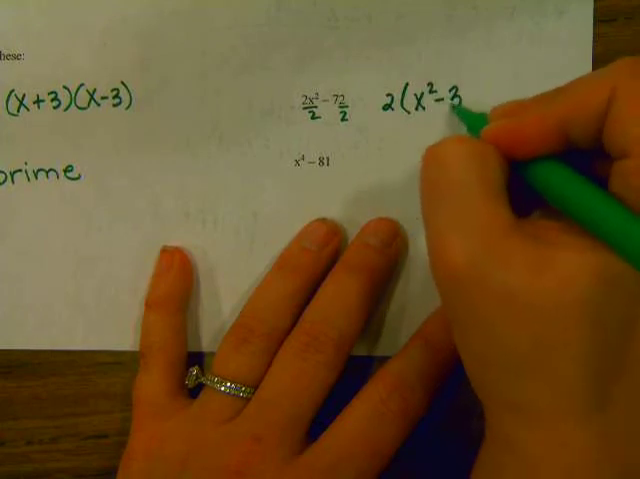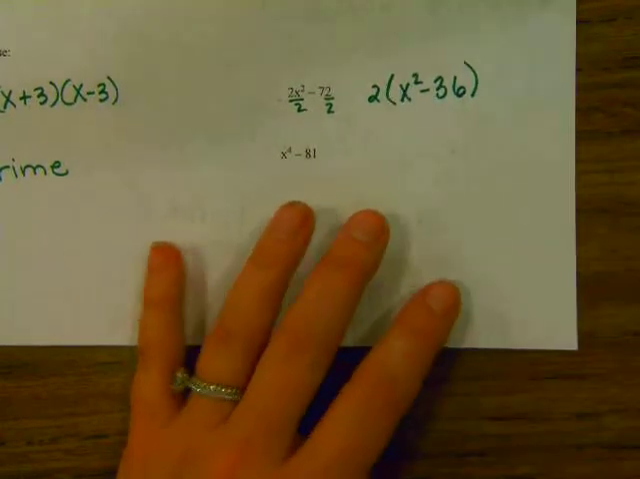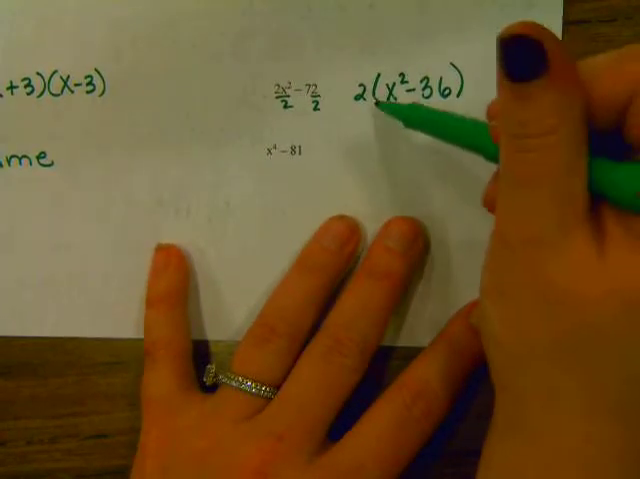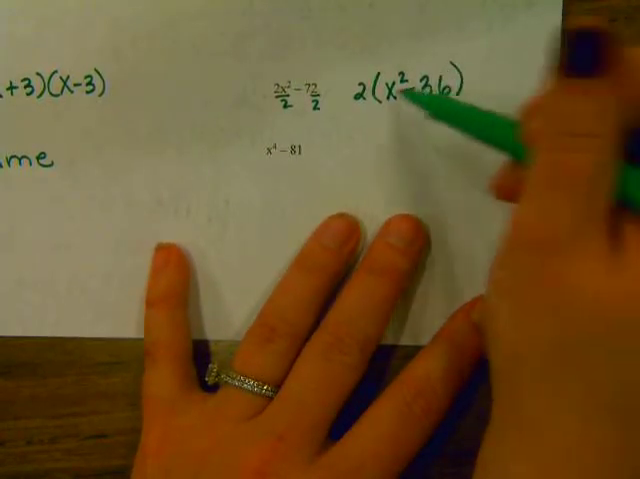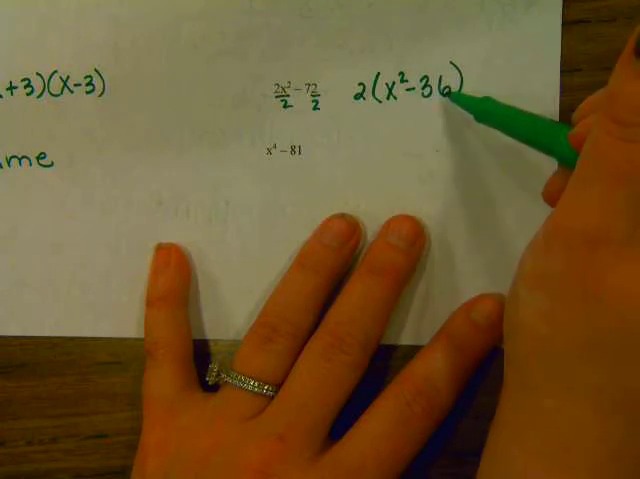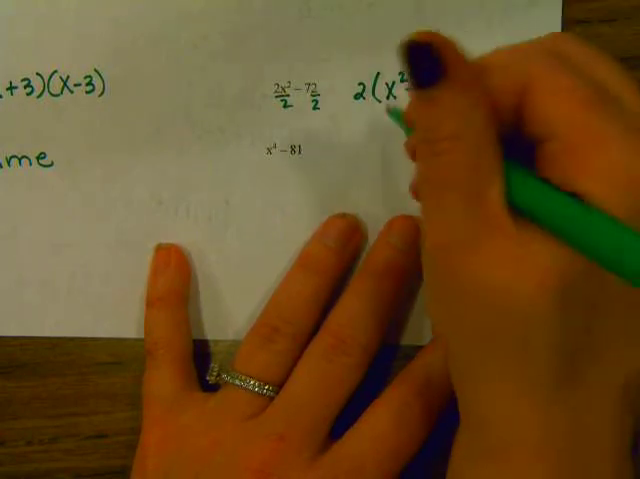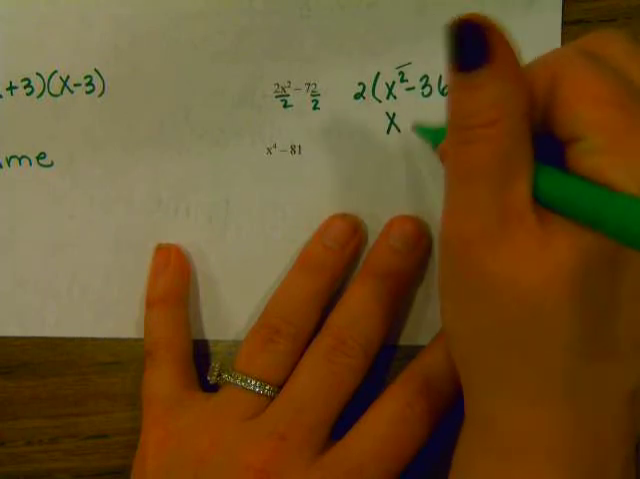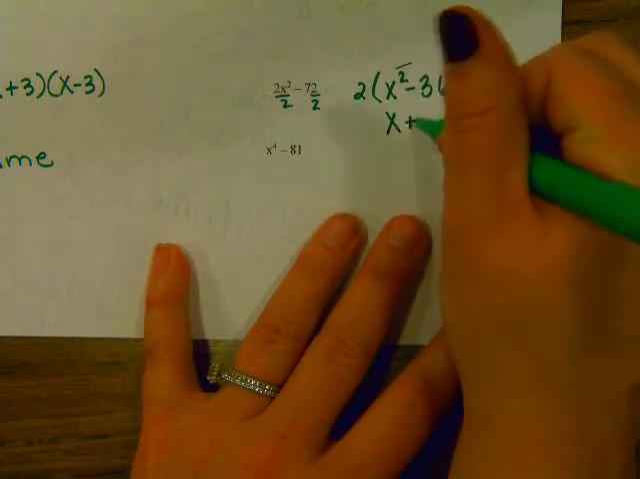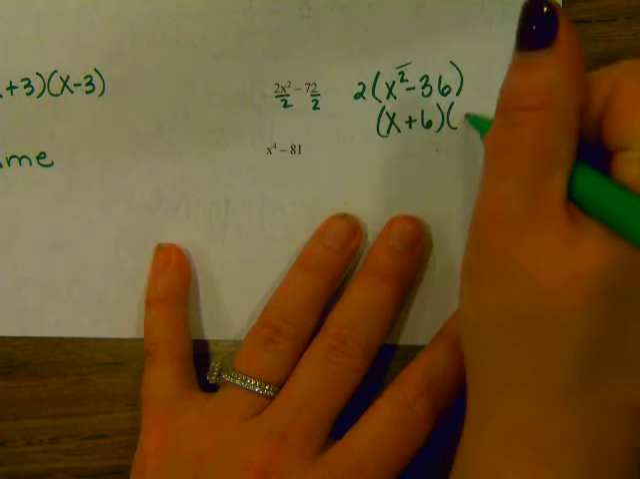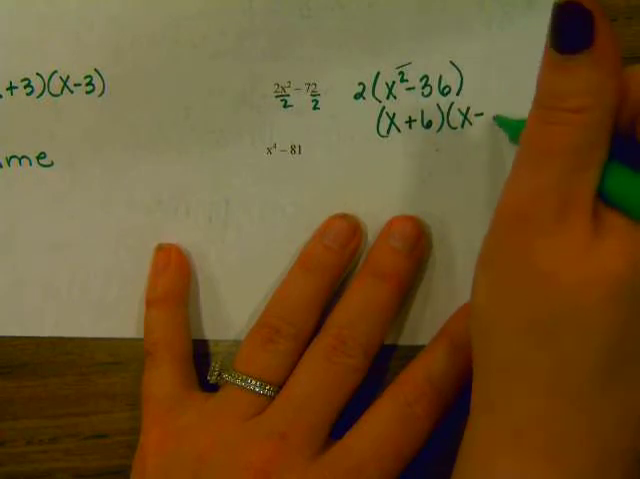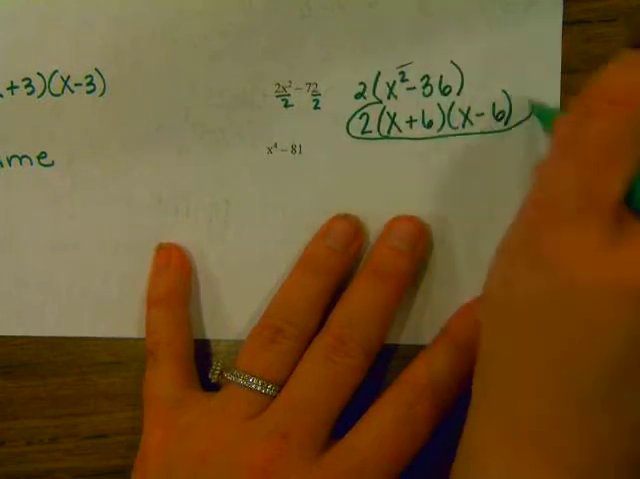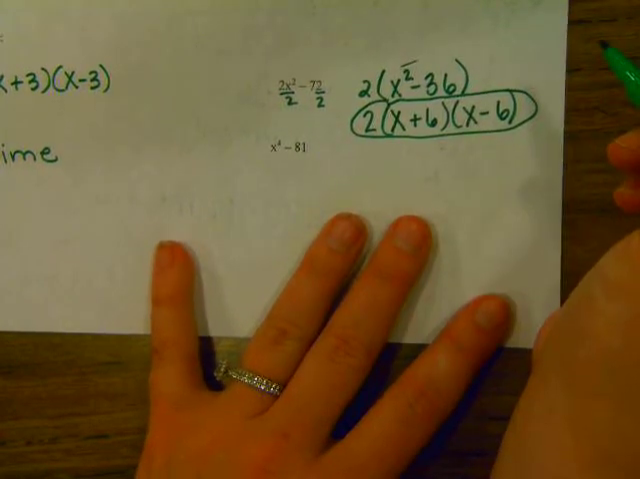minus 36. Then you look at what is in the parentheses and you ask yourself, can you take the square root of both of these terms? And the answer is yes, and there's subtraction. So the square root of x squared is x, the square root of 36 is 6. So one is a plus and the other is a minus. And you bring down the 2. And this whole expression is your final answer.